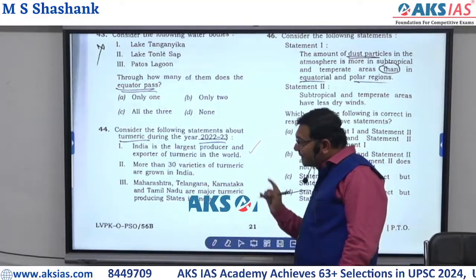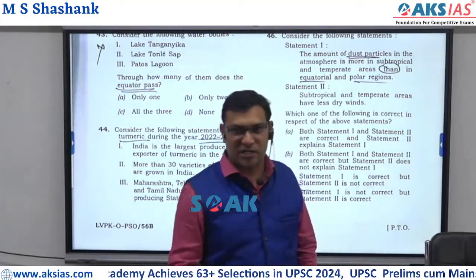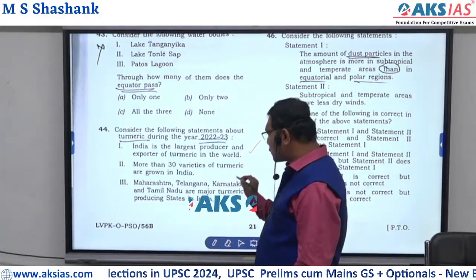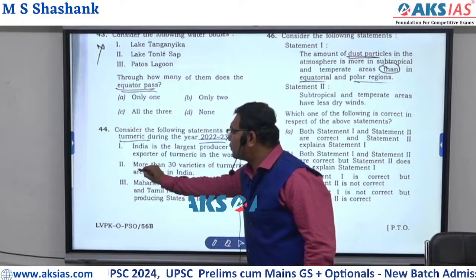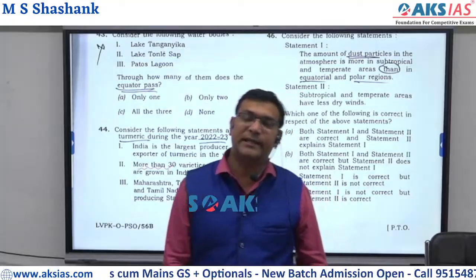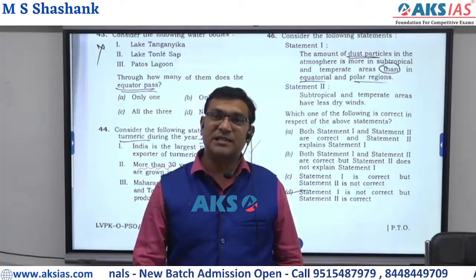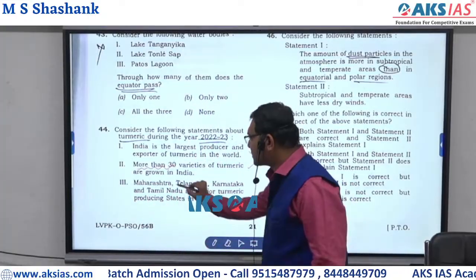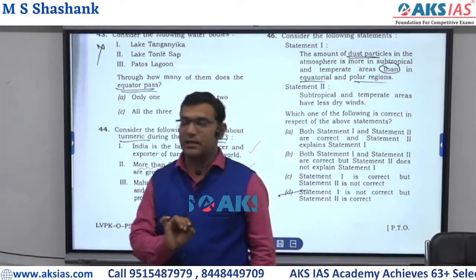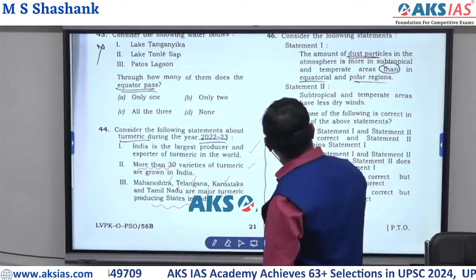Next, more than 30 varieties of turmeric are grown in India. Actually, 37 varieties are grown in India. So more than 30, it is asked more than 30. That is a statement, right. And it is highly grown in Telangana, Maharashtra, Karnataka, and Tamil Nadu regions. These are the major turmeric producing states. Right, clear? So what is the statement now?